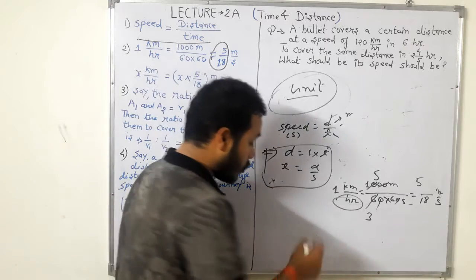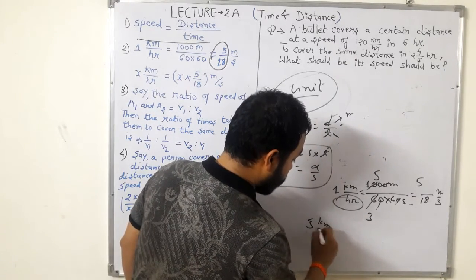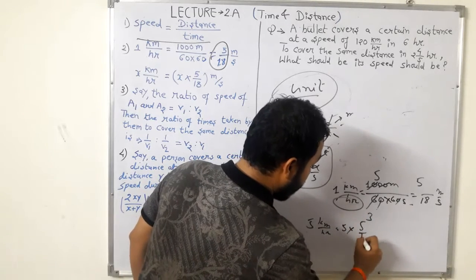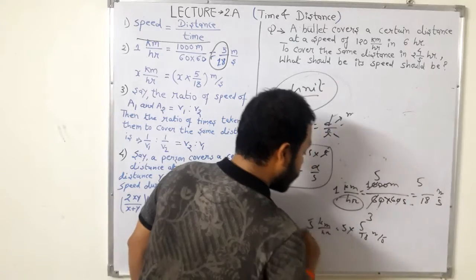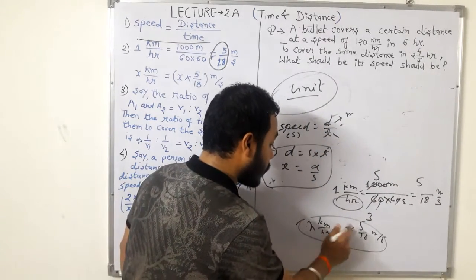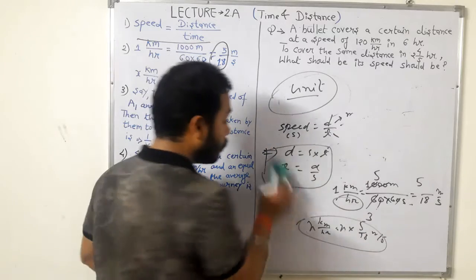So with this, suppose they are asking for 5 kilometer per hour. Then it would be converted into 5 into 5 by 18 meter per second. So you can easily convert. Suppose x kilometer per hour, then it will be x into 5 by 18 meter per second. So I hope this is clear to you.